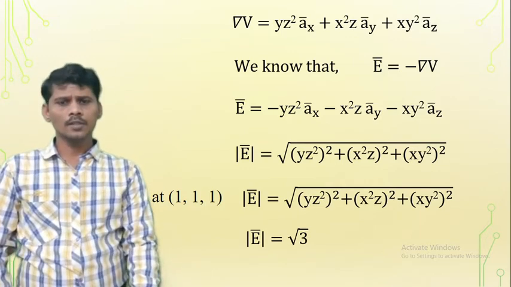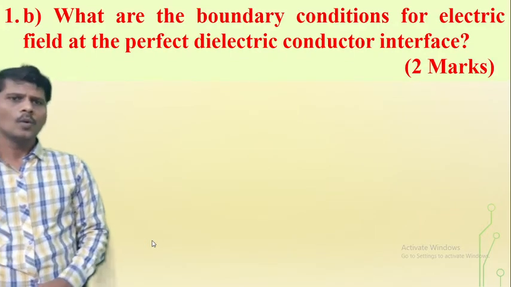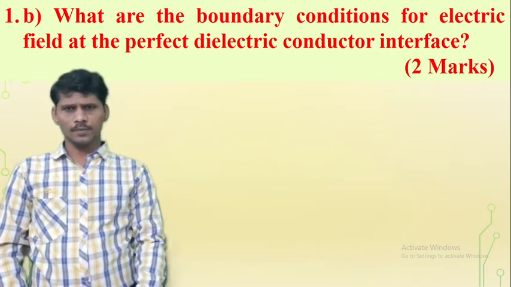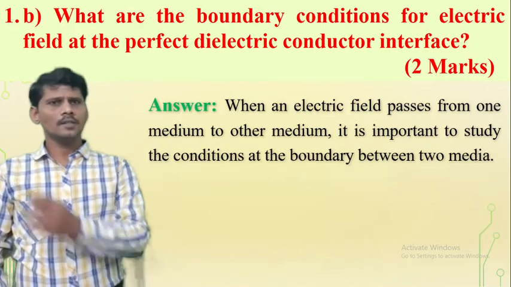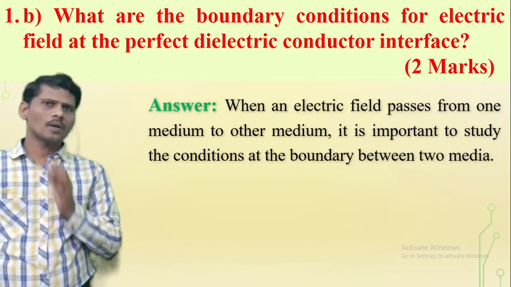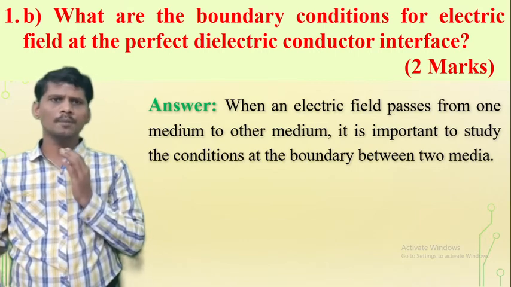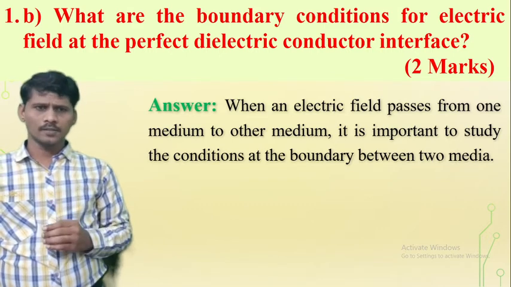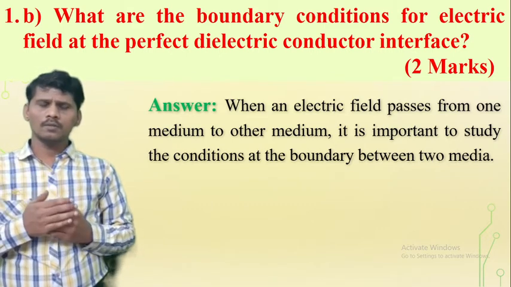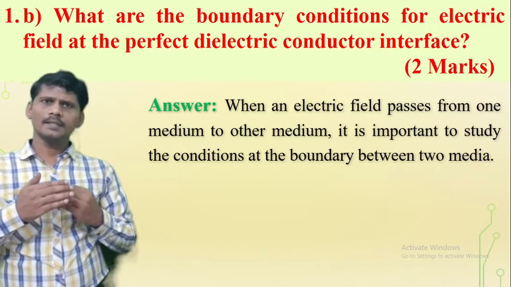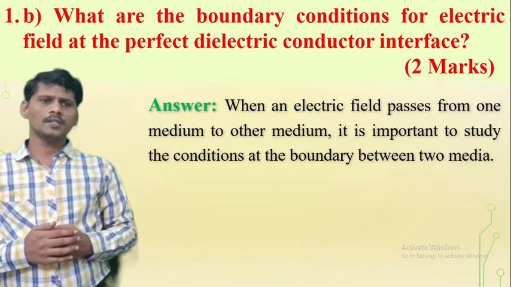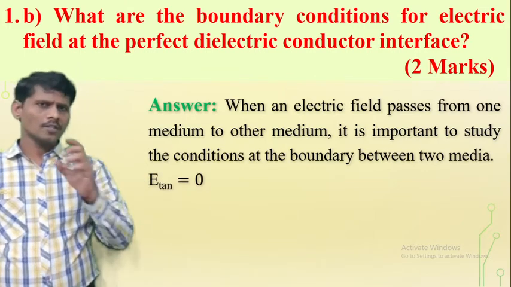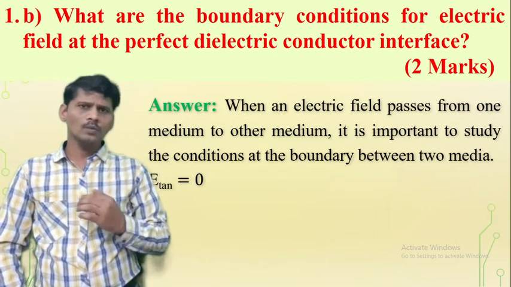And coming to question number 1b, the question is, what are the boundary conditions for electric field at the perfect dielectric conductor interface? So what is the boundary condition? When the electric field passes from one medium to another medium, we study the boundary conditions at the boundary between the two mediums. Now this is a short answer question, because of that, we can write down only the conditions.